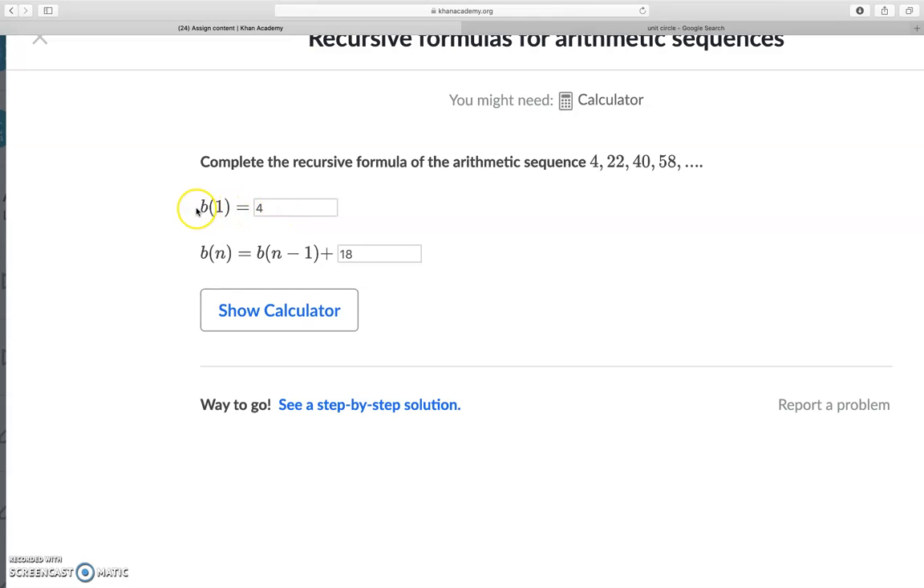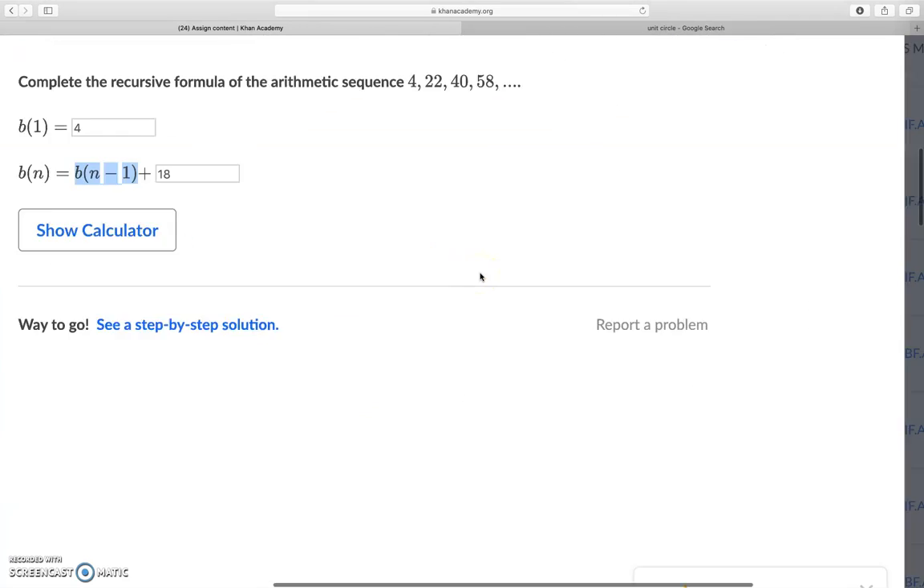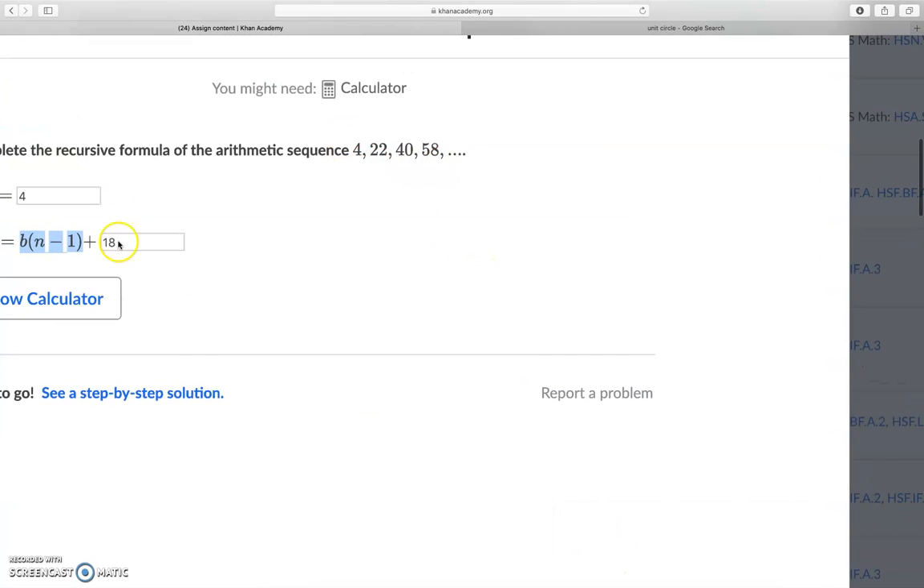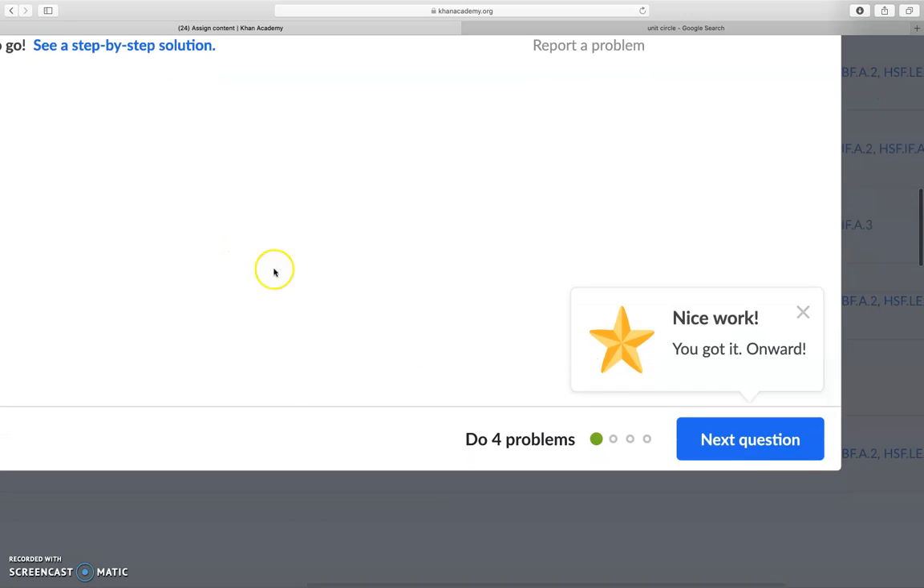But I think the challenging thing is understanding what this notation means. This means that they're asking for the first term, b of 1. Anytime you see that, they're asking for the first term of the sequence. And here they're saying that to get any term, you have to get the previous term. So this means previous term, and then plus whatever it's going up by. If it was going down by 18, it'd be negative 18, right?